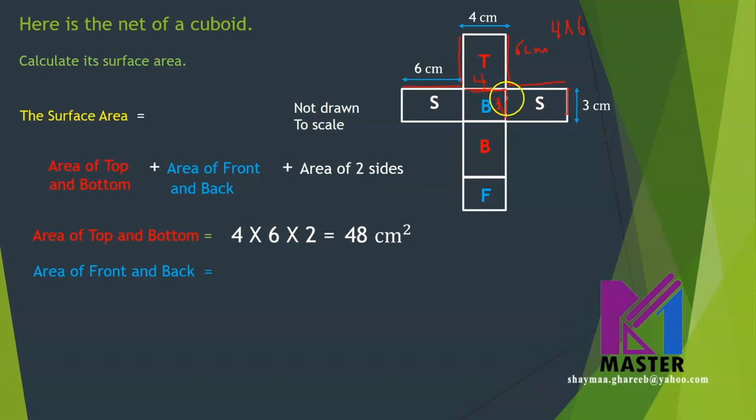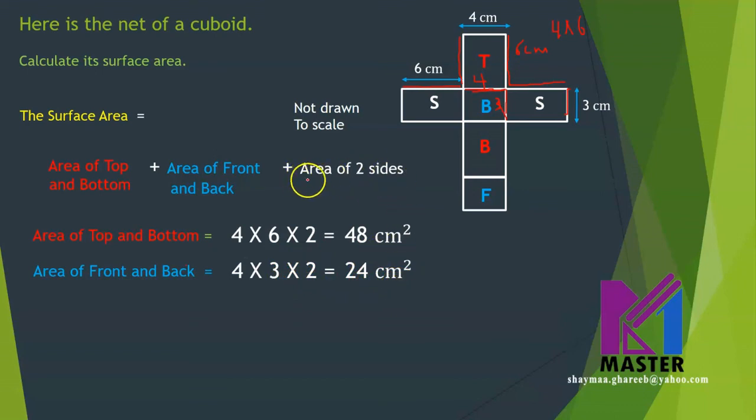So in order to get the area of this face of the back, it will be 4 times 3, length times width. And I have 2 faces, the back and the front, and they are exactly the same. They are identical faces. So to get the area of both of them, I'm going to multiply by 2. So I can say 4 times 3 times 2 for both faces. 4 times 3 equals 12, times 2 equals 24 centimeters squared.